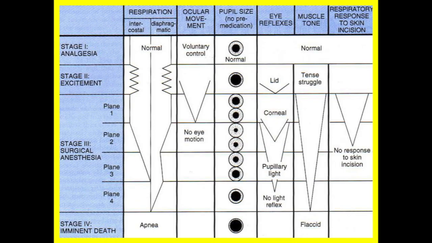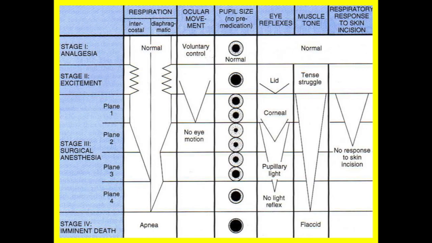The next diagram is Dr. Guedel's development of what he saw with the patient. There's 4 stages. Stage 1, which is the analgesia stage, stage 2, 3, and he saw 4 planes of anesthesia there to be able to do surgical anesthesia, and then imminent death if we went into a stage 4. So these are still around, and these are what he documented when he saw the majority of patients, what happened to their pupil, what happened to their diaphragm, their breathing, whatever their muscles were.